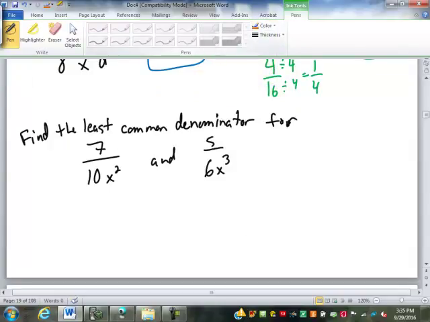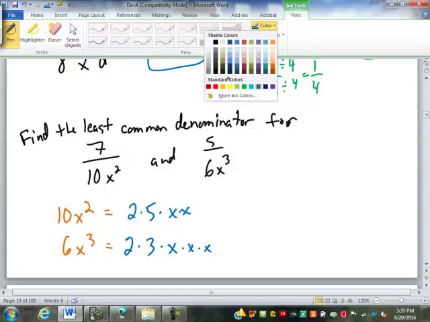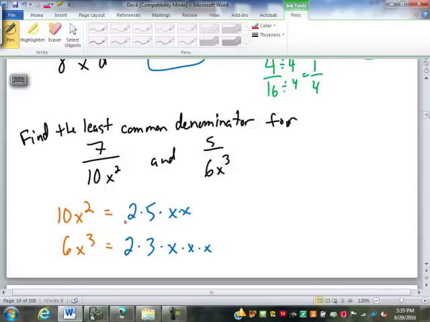Finding a common denominator, we didn't do a lot of this, but if I have 10x squared and 6x to the third, the way we went about that was factoring. So 10 factors into 2 times 5 times x. 6 factors into 2 times 3, and then x to the third is just 3 x's. And we look at what they have in common first. Well, they both have a 2, and they both have 2 x's. Well, then we look at what they don't have in common. What's the top one missing? A 3 and an x. So I'm going to multiply by 3 and x on top.